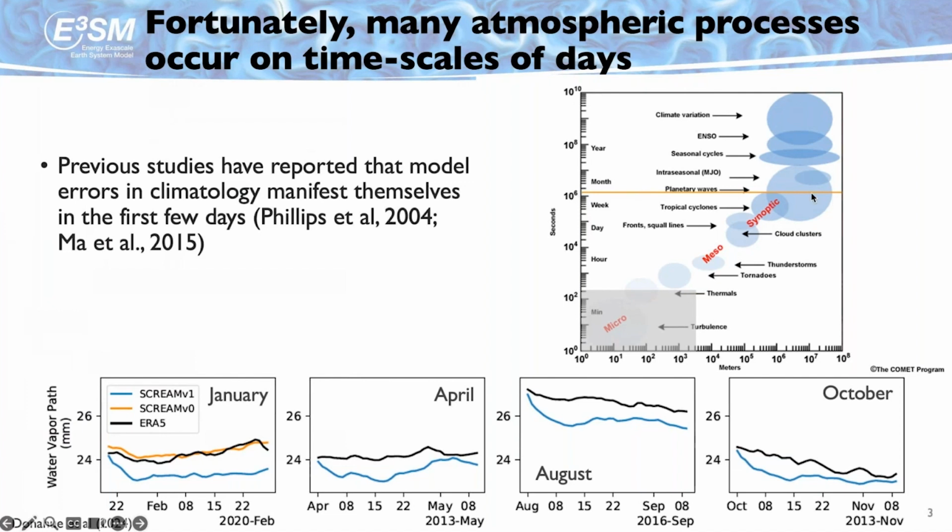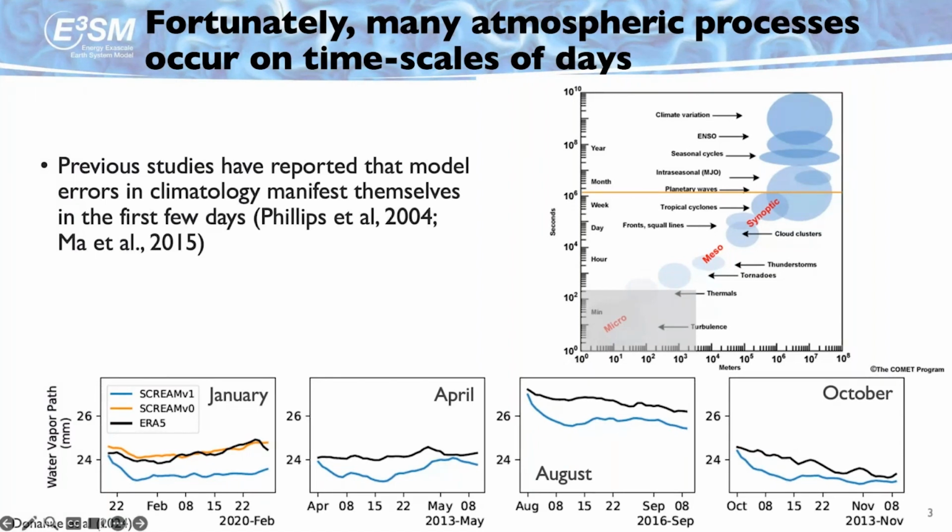You can see that there's a variety of atmospheric phenomena that we can study even with a 1 week simulation. On top of that, previous studies have empirically shown that if you look at simulations from hindcasts, model errors manifest themselves as climatology errors in just a matter of a few days. We can actually see that in our 4 seasons simulation.